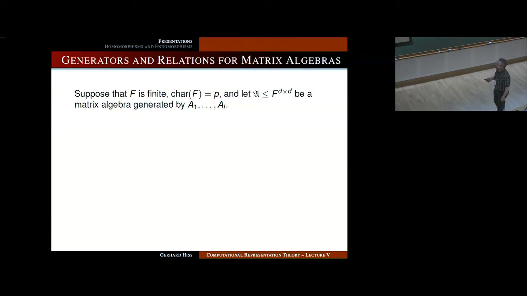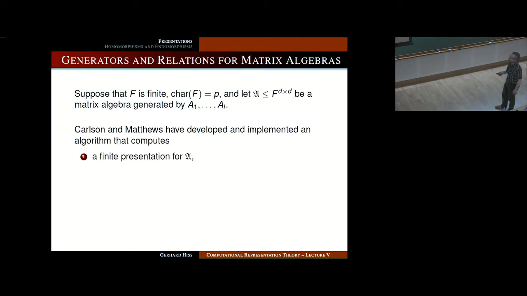Now suppose that F is a finite field of characteristic p, and let A be a matrix algebra in F^(d×d), given by finitely many matrices, as we had when we applied the MeatAxe. So the first algorithm I want to introduce is an algorithm by John Carlson and Matthews that can give a finite presentation for A. So this is actually a finite algebra. It has only finitely many elements because the field is finite. It gives you a finite presentation for A.